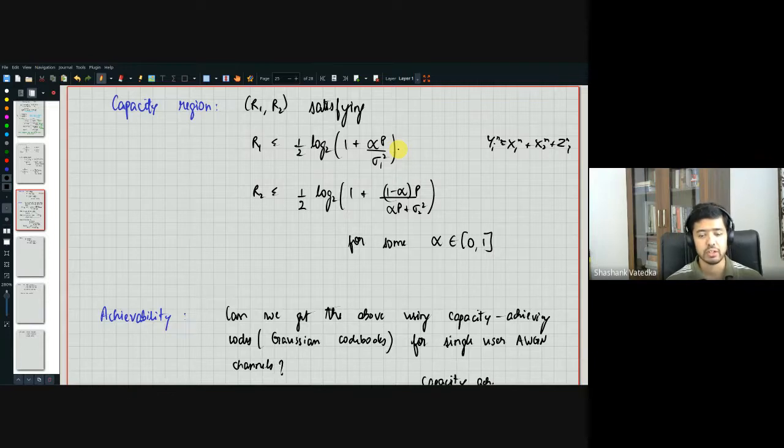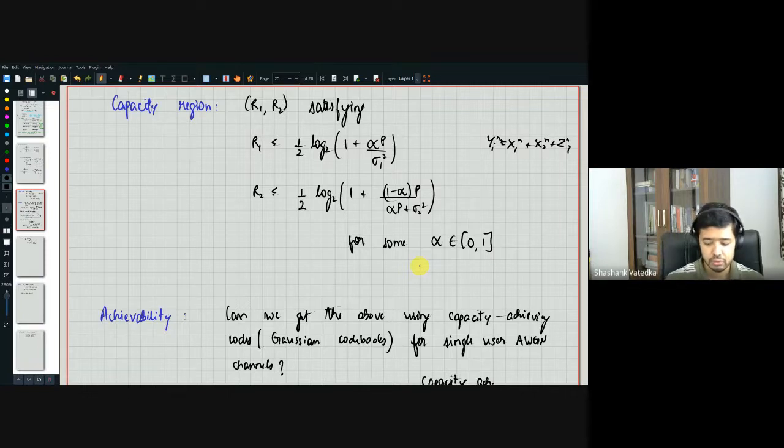No matter what code you use, if you want to ensure that the probability of error is vanishing in n, then R1 must be less than or equal to this, and R2 must be less than or equal to this, for some alpha between 0 and 1. Irrespective of what kind of decoder you use, irrespective of how you construct your codebooks, these rates must satisfy these constraints if you want the probability of error to be small.